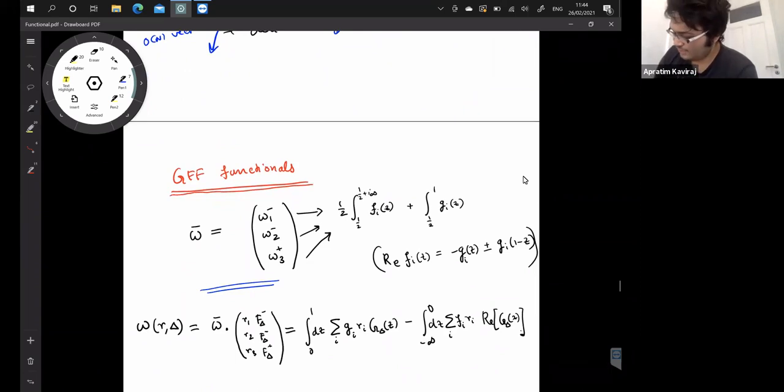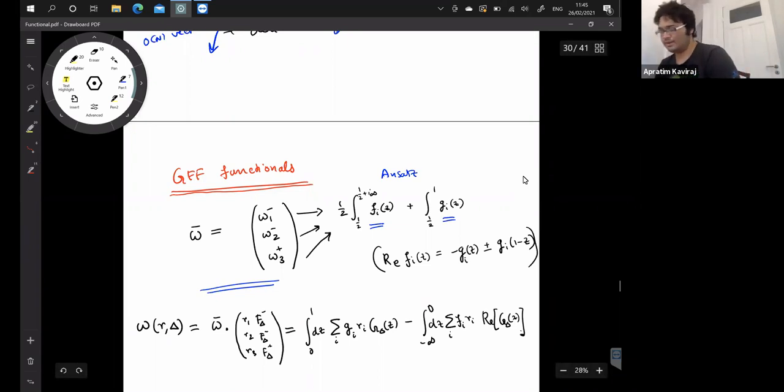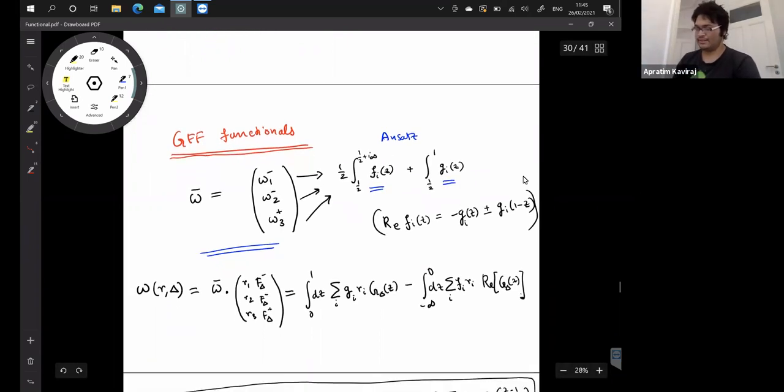Each component of a GFF functional is basically like the following. I write down an ansatz for this, and it's an integral, and I already showed you a singular integral for the O1 case. These are certain integrals with certain functional kernels, which depend on I. The I is the level of the component, and I must choose these kernels in a certain way.